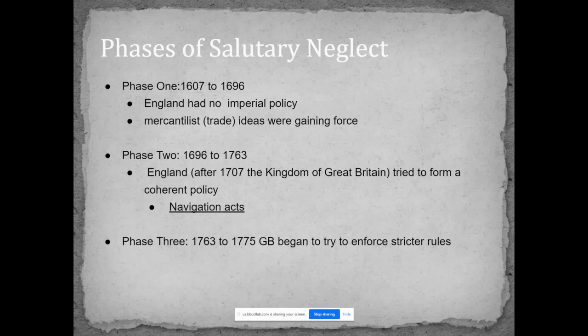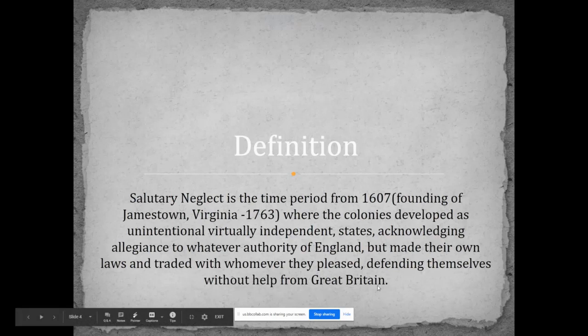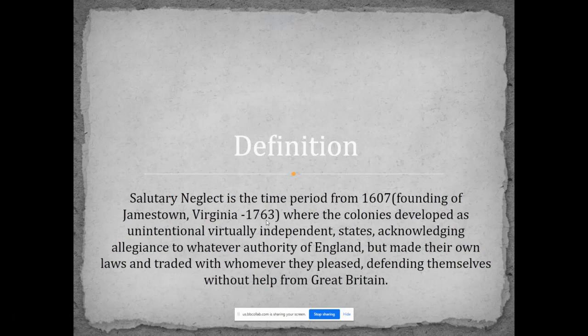So this is learning objective 1. Again, the definition: salutary neglect is the time period between 1607 where the colonies developed as unintentionally virtually independent states, acknowledging allegiance to whatever authority of England, but made their own laws and traded with whomever they pleased, defending themselves without help from government, right? That's all going to change again post 1763. So that's what the history of salutary neglect is, and why it ended.